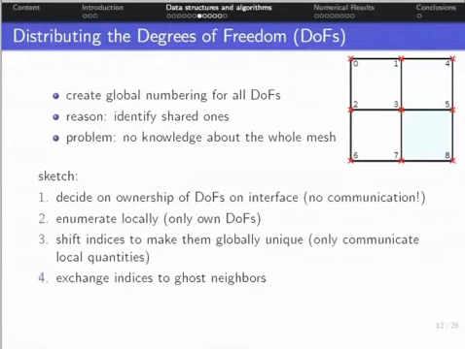And the next thing is everyone enumerates their own degrees of freedom. That's easy. That's the same as the serial code. You just skip the ones that you don't own. And then you have to shift them to make them globally unique. For that, if I'm processor 2, I only need to know how many degrees of freedom processor 1 has. I get one number and I can shift my indices and I'm done. And then I need to know about the indices that are not mine but that are of my interest.